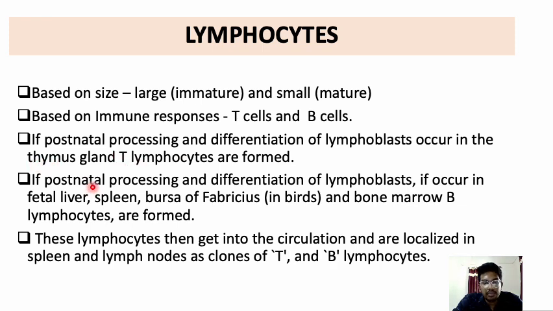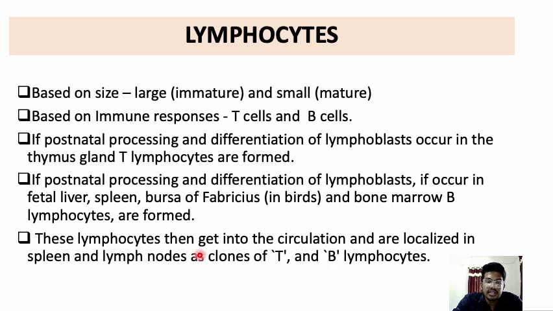If this postnatal processing and differentiation of lymphoblasts occurs in the fetal liver, spleen, bursa of Fabricius in case of birds, and in the bone marrow, B lymphocytes are formed. Just think B for bursa and B for bone marrow. These two terms, postnatal processing and differentiation, you will study in the immunology sections in microbiology. But for the time being, you remember these two points.